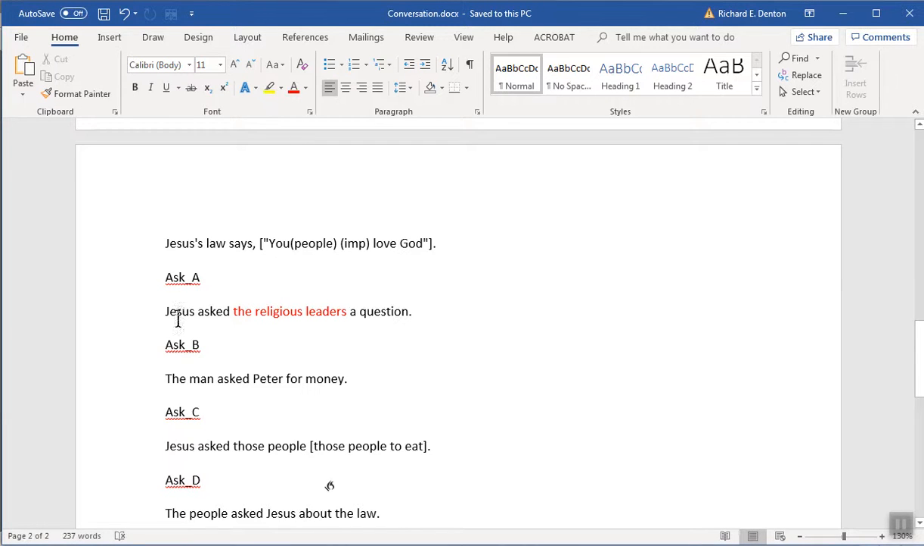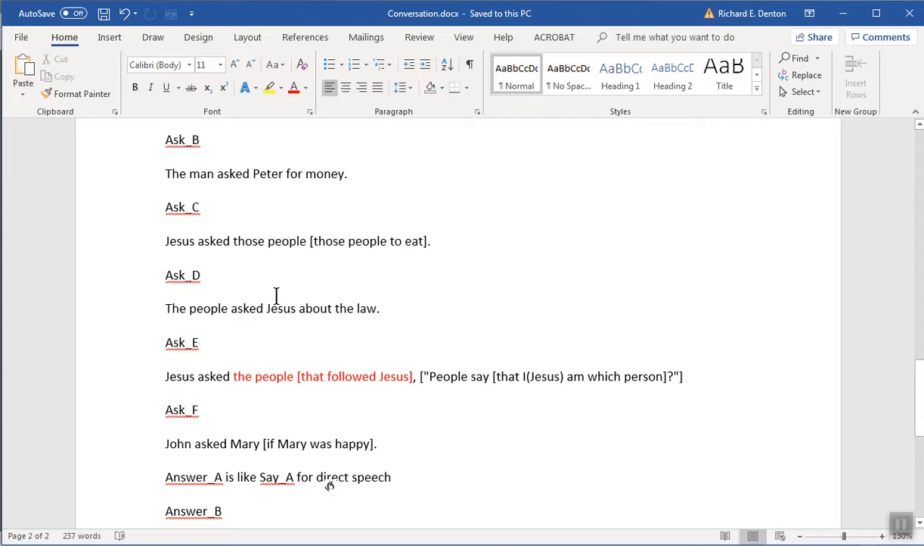Ask A is Jesus asked the religious leaders a question. The religious leaders would be the destination, that's optional, and he asked a question would be a patient argument. Ask B is to ask for something. The man asked Peter for money. So Peter would be the mandatory destination, and money would be the patient argument.